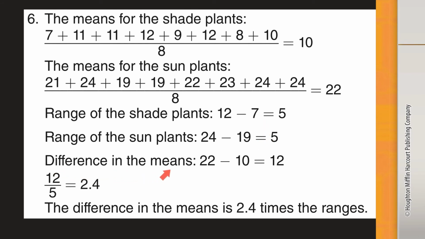Now the difference in the means. The mean for the sun plants is 22, and for the shade plants is 10. So the difference in the means is 12. How many times bigger is that than the ranges? Well, the ranges are both 5, so that's easy. Really that's a division question, and 12 divided by 5 is 2.4.